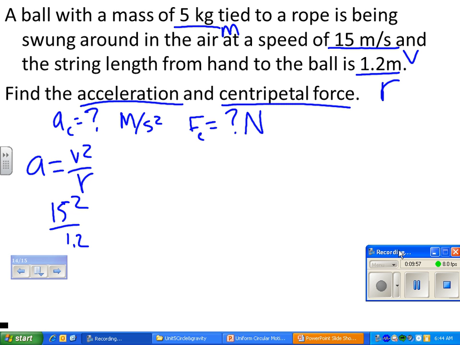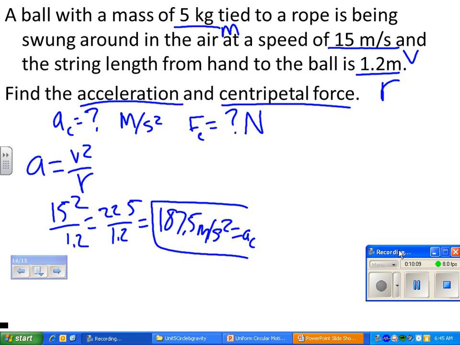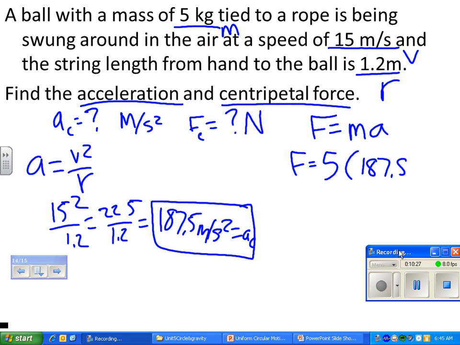Which equals 225 over 1.2, which is an answer of 187.5 meters per second squared. That's the centripetal acceleration. Now we'll go back to our understanding of F equals ma. So force equals mass times acceleration. We just found the acceleration, so we can just plug that in. So F equals the mass that we found in the question, 5, times 187.5, which gives us an answer of 937.5 newtons.